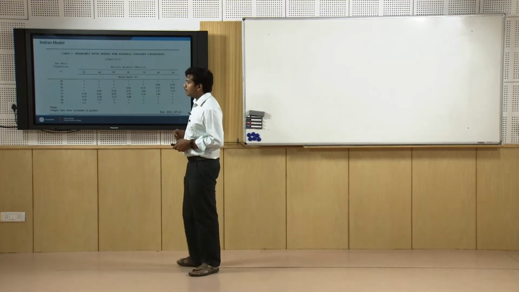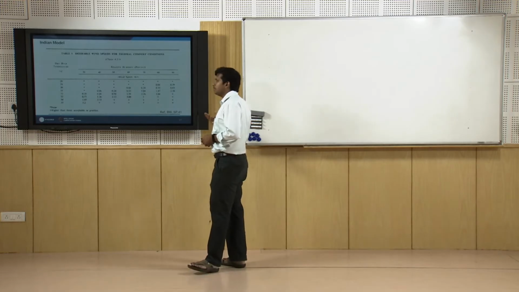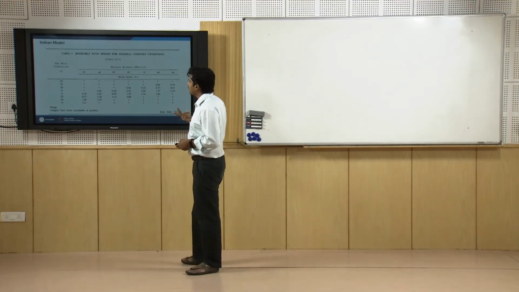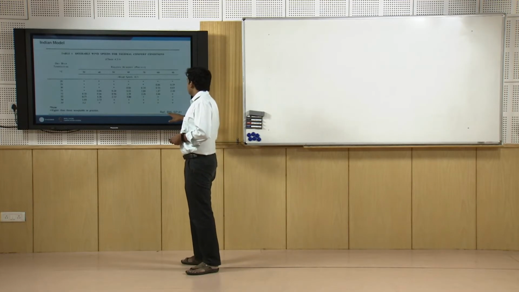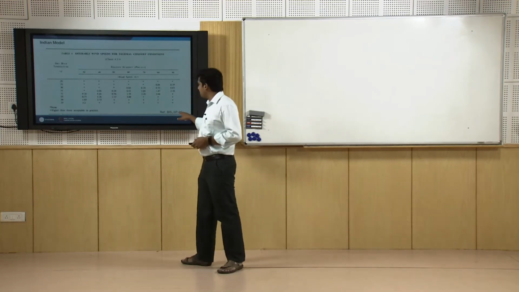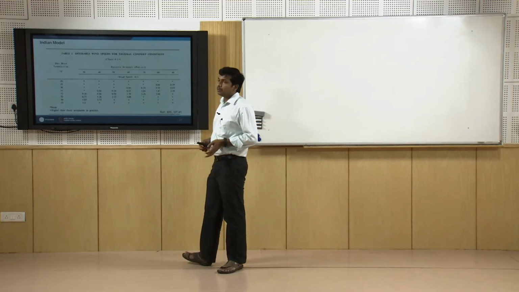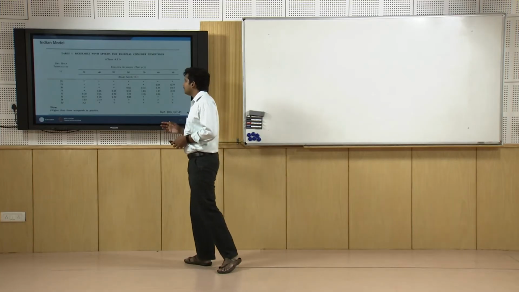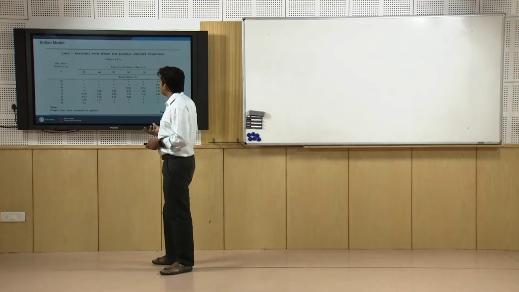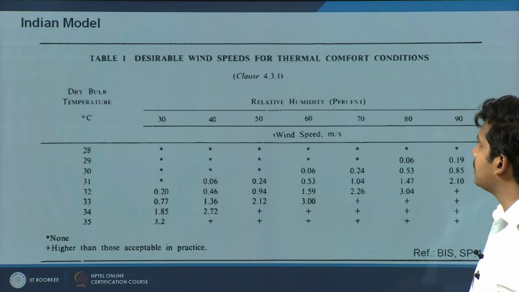Coming to our Indian model, this is not a graphic representation, but they have nicely presented two tables. I am referring to the Bureau of Indian Standards SP 41 special publication, the Handbook of Functional Efficiency in Buildings. This is a very old standard which has been in use. Two nice tables have been presented here.